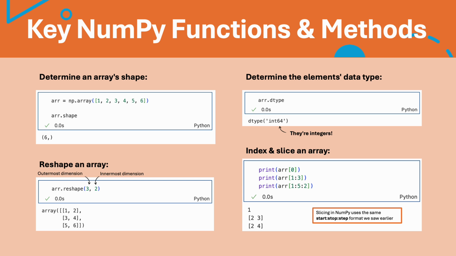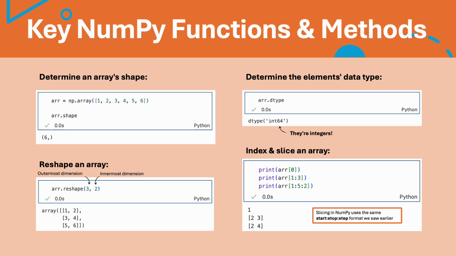You might want to figure out the type of data that's contained in your array. That might be very important for future machine learning applications of your data. You do that simply by writing the name of your array.dtype, and it will tell you, here we've got integers in our array. And you can also index and slice an array just like you index and slice a list.